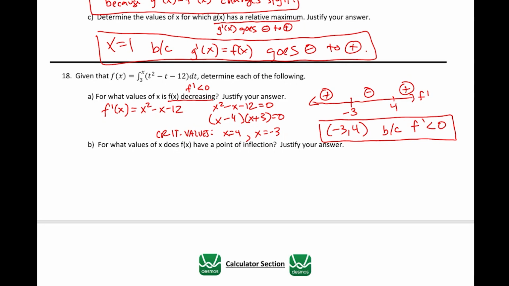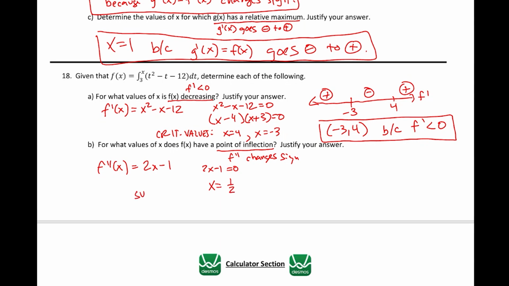Part B says, for what values of x does f of x have a point of inflection? So a point of inflection means that f double prime needs to change sign. So we need to find f double prime. We know f prime is x squared minus x minus 12, so f double prime is going to be 2x minus 1. And that's only going to have one subcritical value. So 2x minus 1 equals 0 means that x is going to be 1/2.